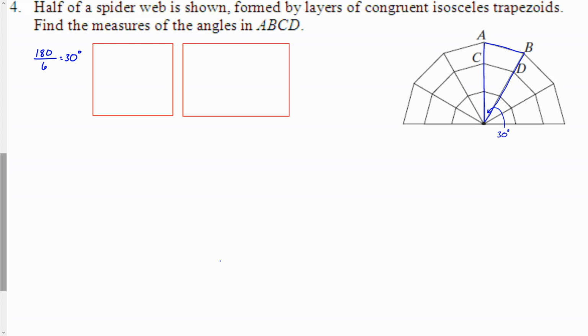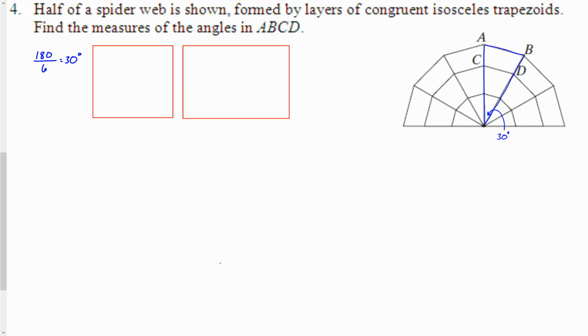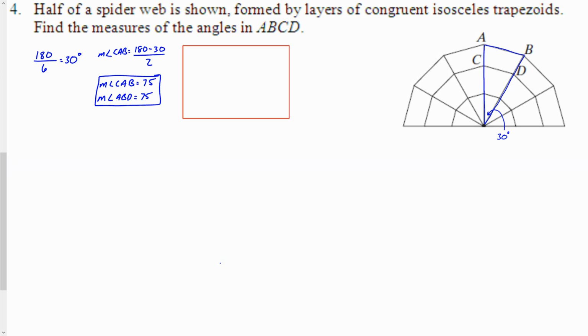So now, using the isosceles triangle theorem, we would be able to find the measure of the base angles of this isosceles triangle. Since we know they have to be congruent, we can find the measure of one of them, in this case, the measure of angle CAB, by taking 180, subtracting the 30 from the vertex angle, and dividing that by 2. So we know these two base angles, CAB and ABD, would each have a measure of 75 degrees.